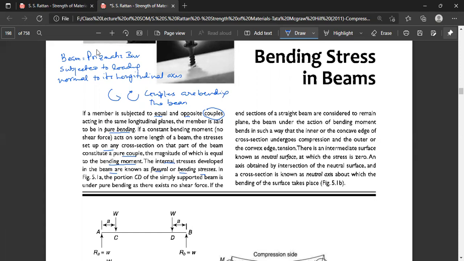So the stresses created due to the bending of the beam are called bending stresses, or called flexural stresses.